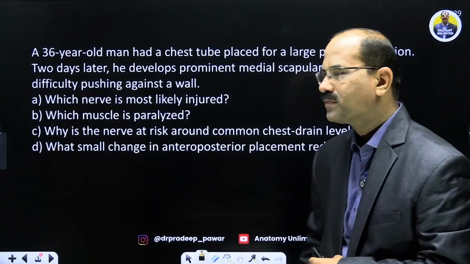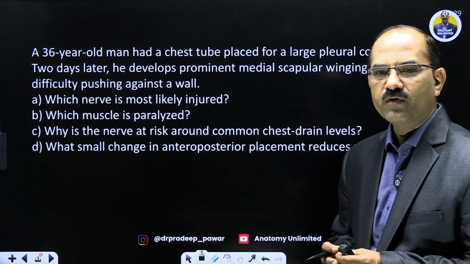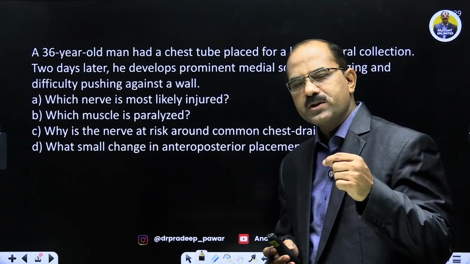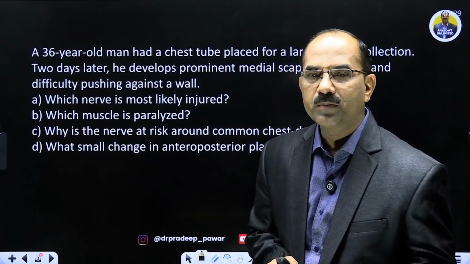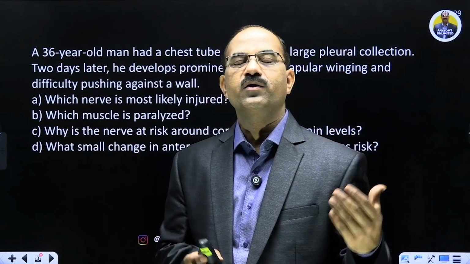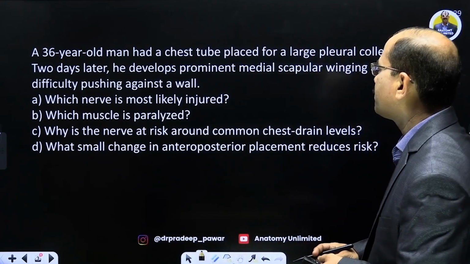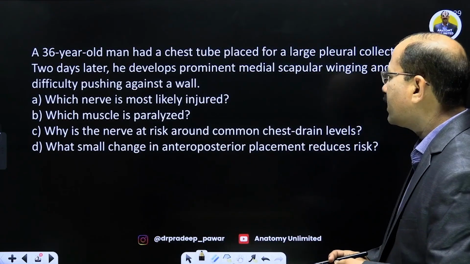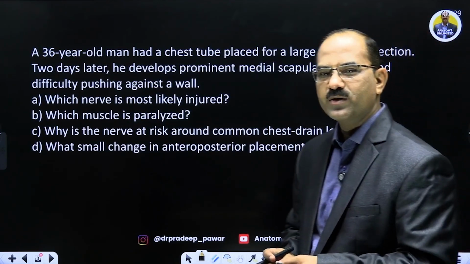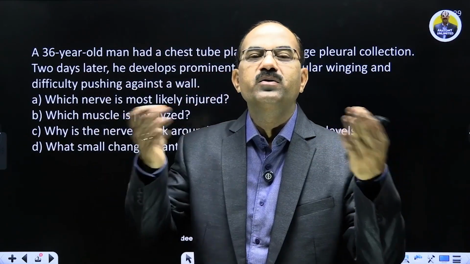Okay, students. So let us begin with the first clinical question of thorax. Have a look. A 36-year-old man had a chest tube placed for a large pleural collection. So a chest tube is placed to remove the pleural fluid, the collection of fluid in the pleural cavity. 2 days later, he develops prominent medial scapular winging and difficulty in pushing against a wall. Okay, so what do you think? A tube is placed in the pleural cavity to remove the fluid.